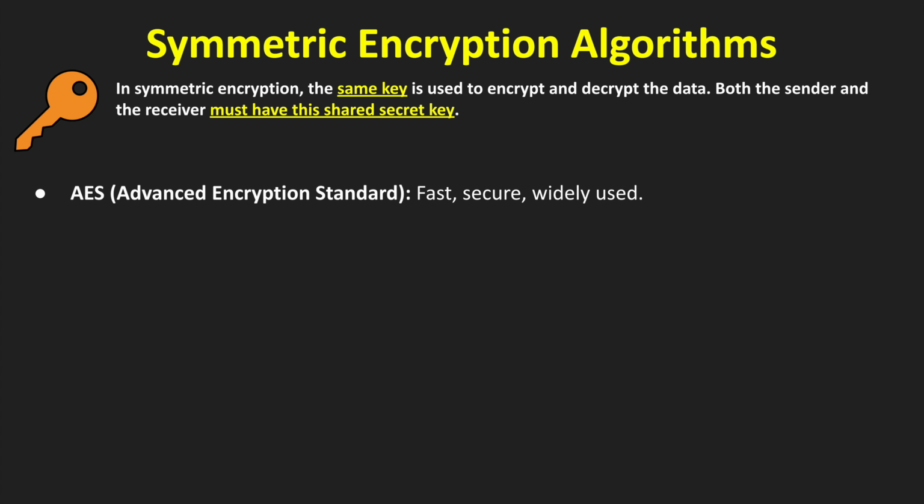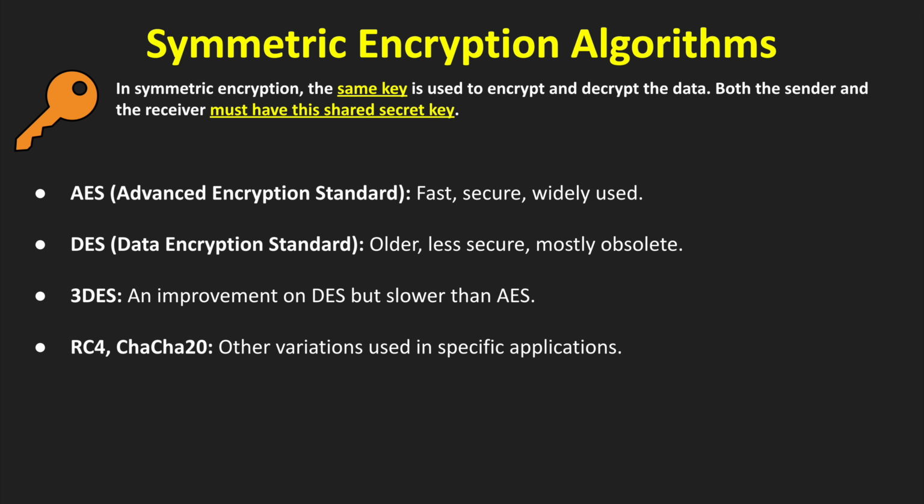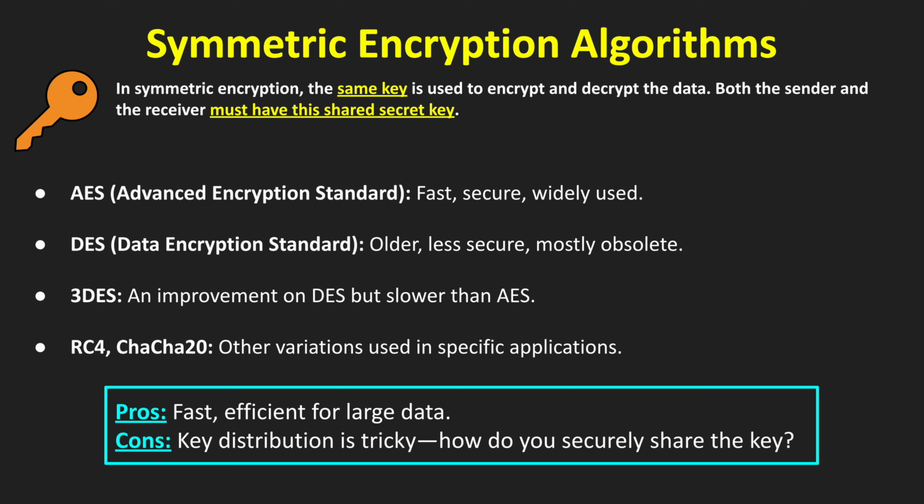So what are the popular algorithms used for symmetric encryption? The first one is the Advanced Encryption Standard, which is fast, secure, and widely used. Also, we have the Data Encryption Standard, which is older and less secure. We have 3DES, which is an improved version of DES, but it's slower than the Advanced Encryption Standard. Also, we have RC4 and ChaCha20, other variations used in specific applications.